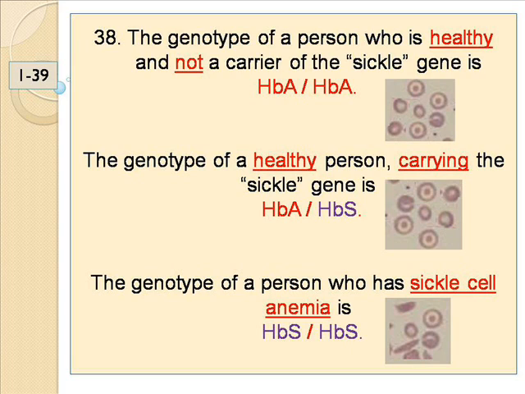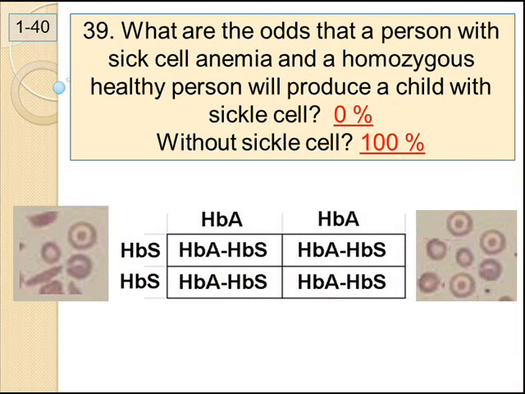Now what happens if these two get together? Then that's your chance. Okay, so this person here is sickle cell. Therefore, I know they are HbS. And this person I said is homozygous healthy. Homozygous healthy is going to be this. And when I put the Punnett square together, there's your homozygous healthy, and there's your sick one.